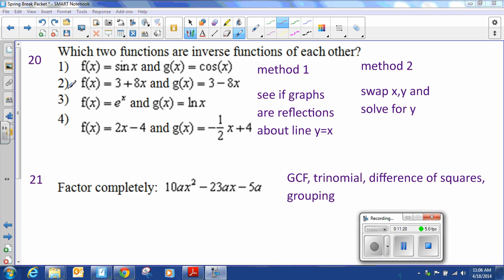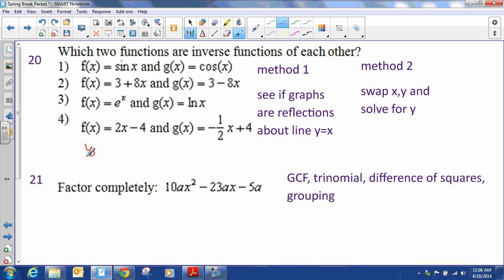So for example, number 2, we have y equals 3 plus 8x. Well, you swap the x's and y's. This is now x equals 3 plus 8y. And then you solve for y. You try to get y by itself. And you see whether it gives you this other function. If it does, then that is your inverse function.